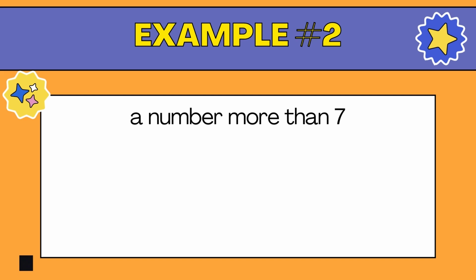Example number 2, a number more than 7. Let's find the keywords. We have a number. That would represent our variable. We could use x again. More than, that sounds like addition. 7. Now, this phrase, more than, is a little bit tricky. Anytime you see the word than, it's going to change up your order. So a number more than 7, we're actually going to be starting with 7. Then we put our plus sign. So the phrase, a number more than 7, is actually written as 7 plus x.